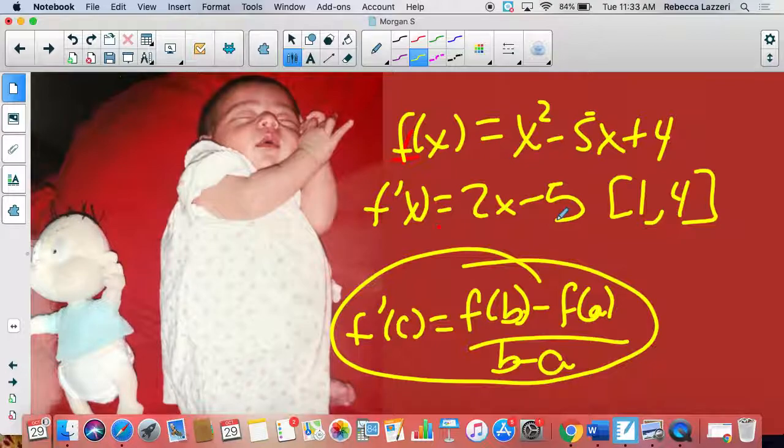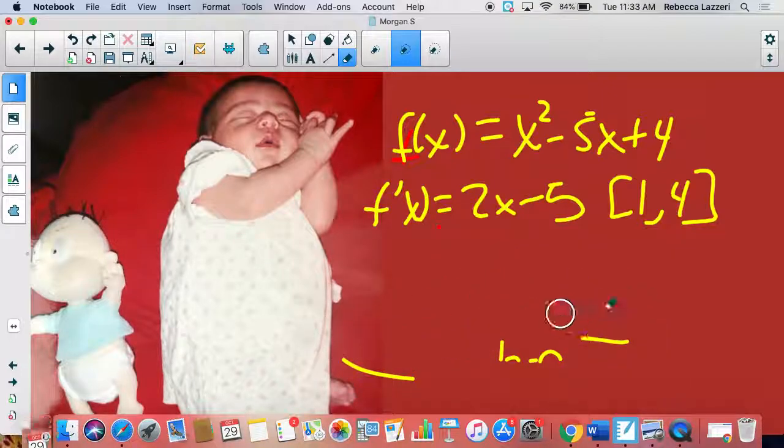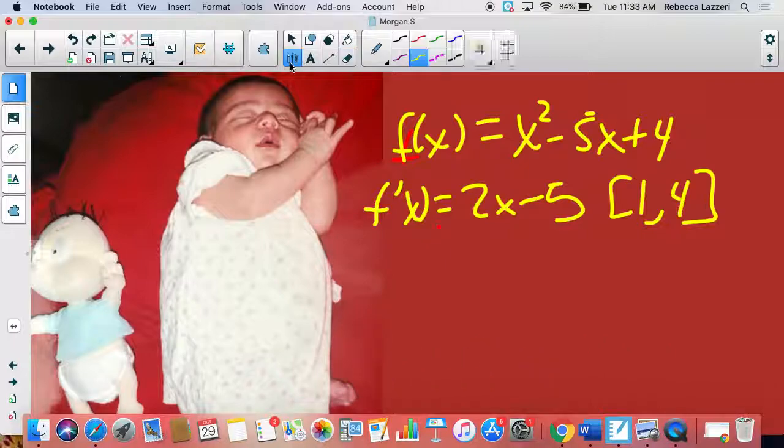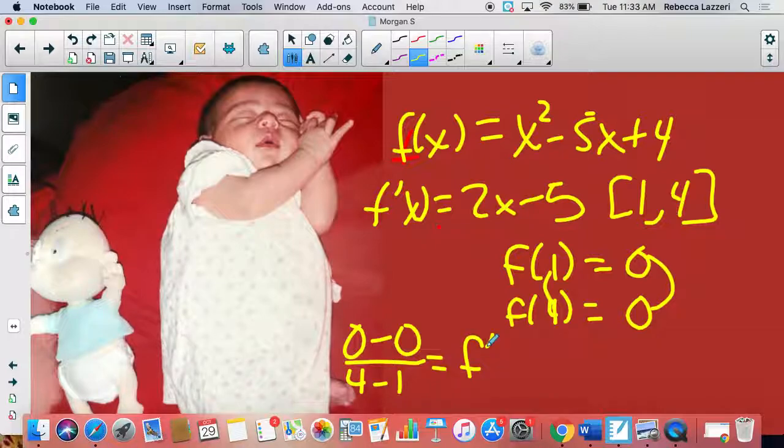So now let's find the slope. Let's find the average slope. So I'm going to find f of 1 and f of 4. f of 1 is 0. Are y'all okay with that? 1 minus 5 plus 4. And what is f of 4, girls? Somebody's already found it. It is 0. Okay? And so when I find the slope, y minus y over x minus x, my slope is 0. And the derivative must equal 0 sometime in between them.